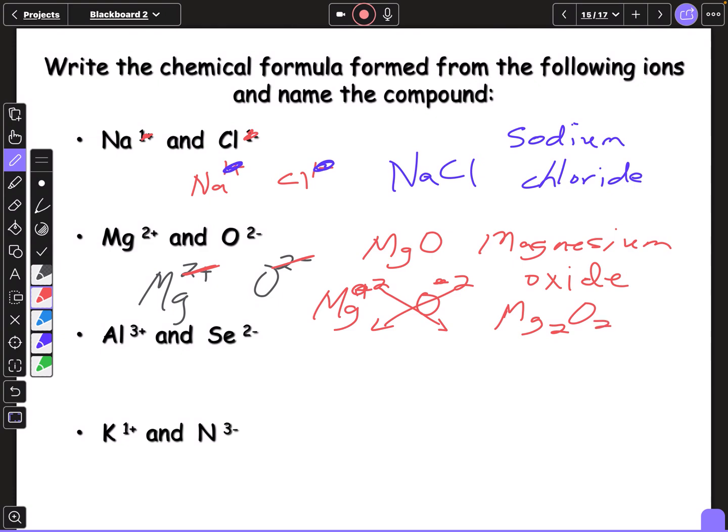Mg2O2. I can reduce my numbers. 2 and 2. 1 divides into both of them, so that would just be 1 to 1 because it's a ratio. That becomes just MgO. That would be the formula. It only takes 1 atom of each to balance the charges out.